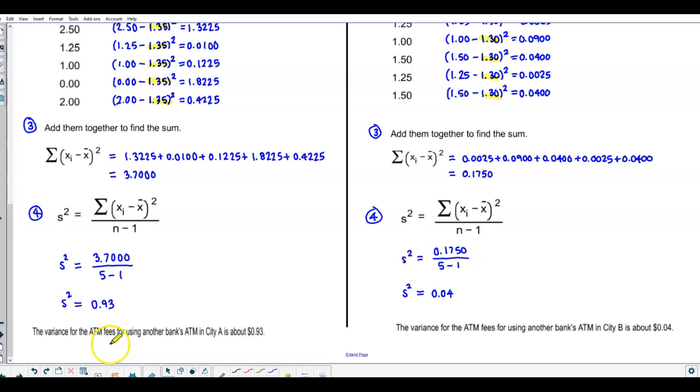So the variance for the ATM fees for using another bank's ATM in City A is about 93 cents, whereas the variance for the ATM fees for using another bank's ATM in City B is about 4 cents.